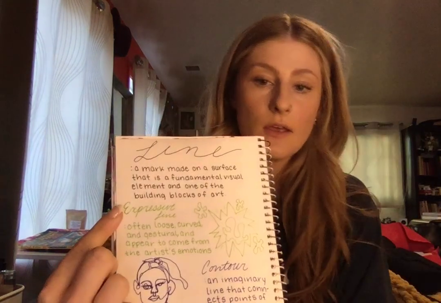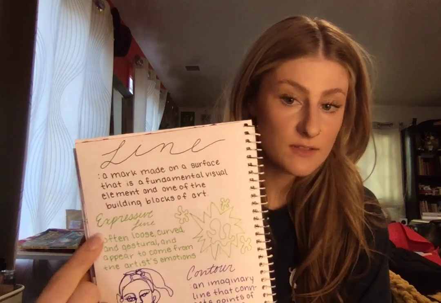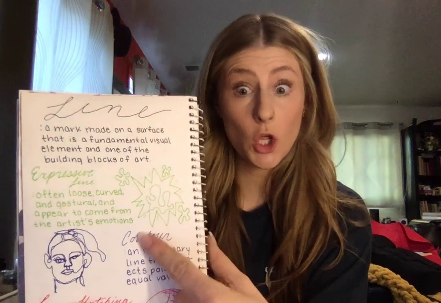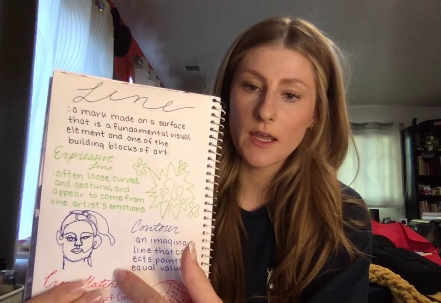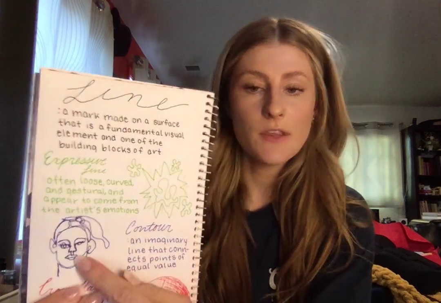And then for expressive line, it told me that it's often loose, curved, and gestural and appears to come from the artist's emotion. So I just did some lines that look emotional or could have emotion behind them. And then this contour drawing, I looked while I did it, and I feel like it turned out worse than my other one. So I just did another definition that I got from the internet that says an imaginary line that connects points of equal value.